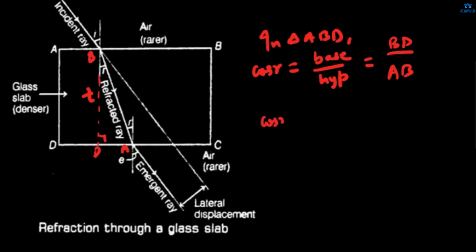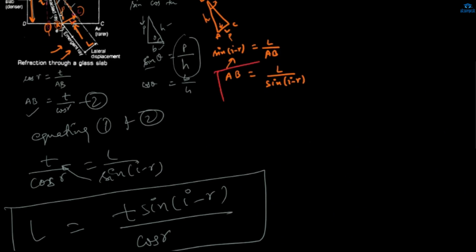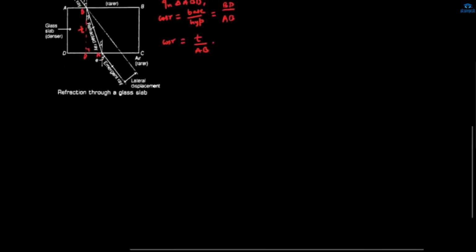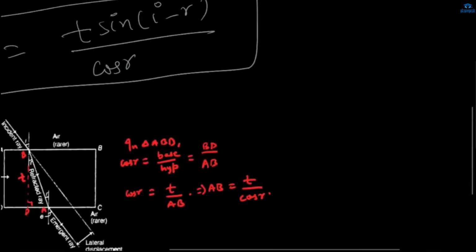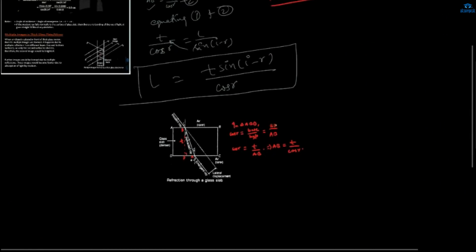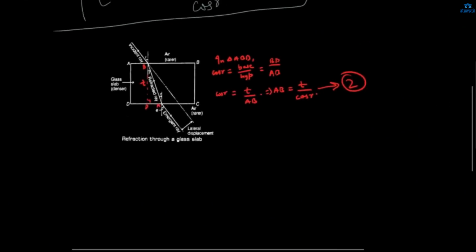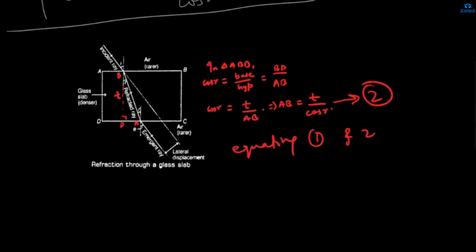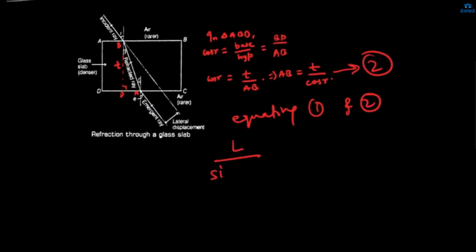So cos R is T by AB. Here we have the AB value as L by sine I minus R, and here we can also have AB as T by cos R. This is our first equation, this is our second equation. Can we equate these two equations, Safia? Equating first and second, L by sine I minus R equals T by cos R.